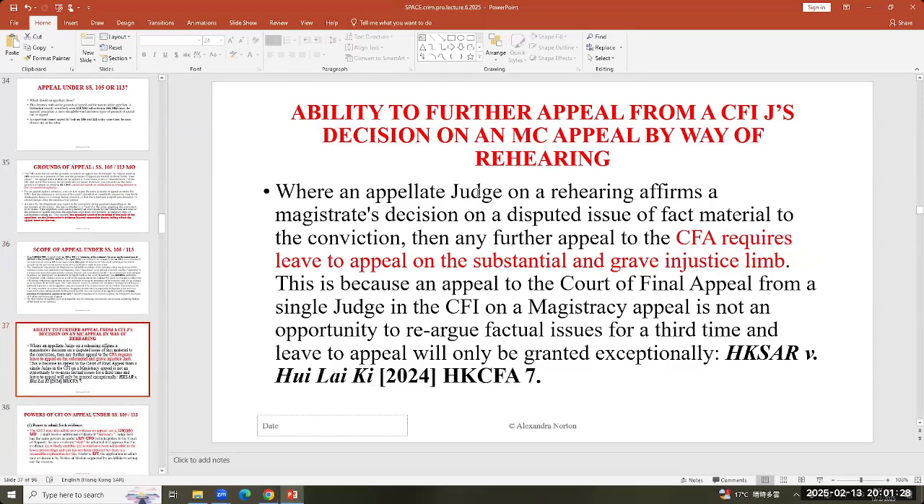Now, when the judge in the CFI has heard an appeal from the magistrate's court, for any appeal to go up to the CFA, you need to apply for leave, and leave can only be granted on the substantial and grave injustice limb. That's another thing that Lect clarifies. So the other possibility of great and general importance doesn't exist for magistracy appeals to the CFA.